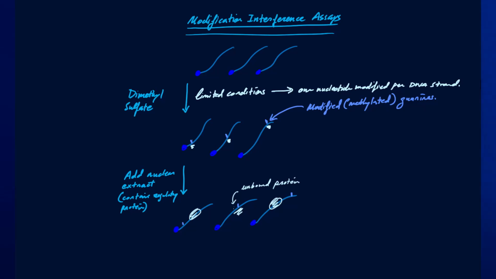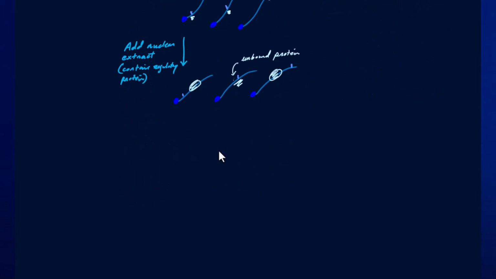And then what we can do next is perform an agarose gel electrophoresis. The reason we do that is so that we can separate the bands that contain the bound protein from the band that does not contain the bound protein.